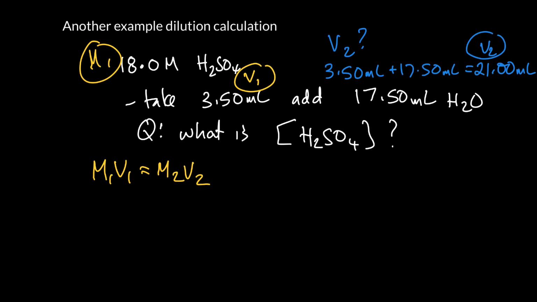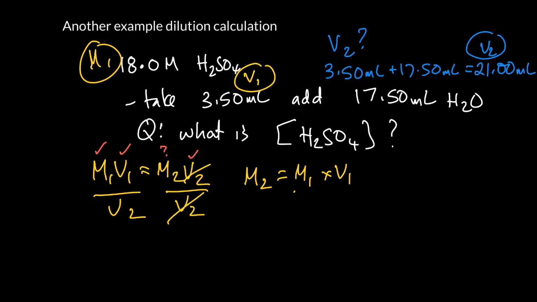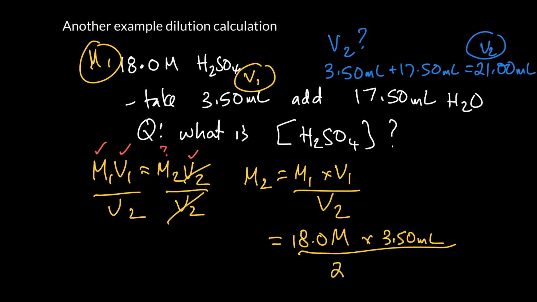So at this point here, if we check what we have, we've got M1, we got V1, we got V2. We're trying to find M2, so hunky-dory. We can divide both sides by V2, and that cancels out the V2 on the right and leaves us with M2 equals M1 times V1 over V2. And we can plug these in here now. So M1 is our 18 moles per liter. Our V1 was our 3.5 milliliters, what we started with. And our V2, with our assumption that the volumes are additive, is 21 milliliters.